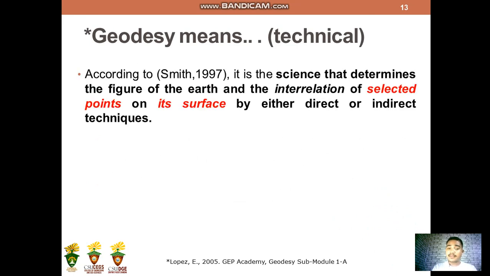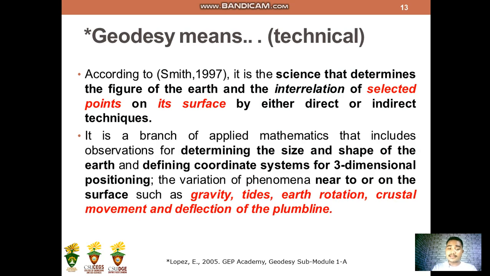Another definition from Smith is that it is the science that determines the figure of the Earth and the interrelation of selected points on its surface by direct or indirect techniques. It is a branch of applied mathematics that includes observation for determining the size and shape of the Earth and defining the coordinate system for three-dimensional positioning, and the variation of phenomena near or on the surface such as gravity, the tides, Earth rotation, crustal movement, and deflection of the plumb line.